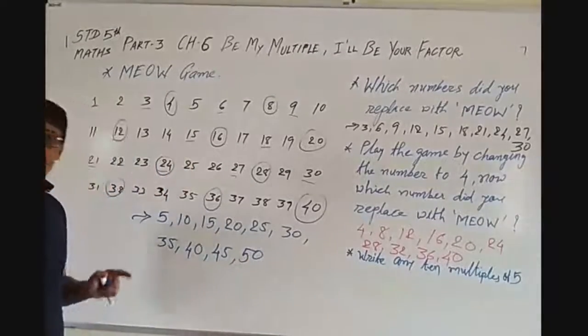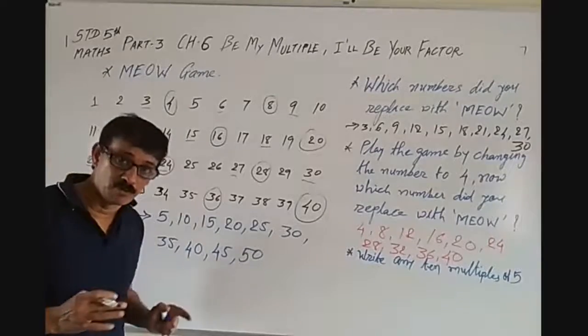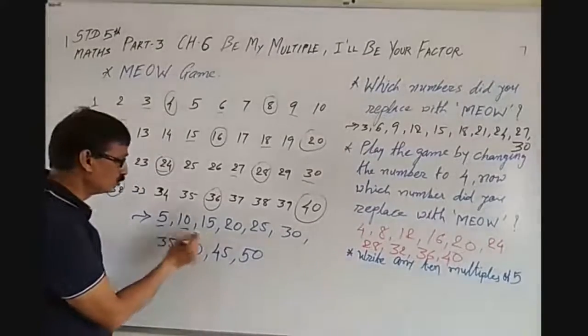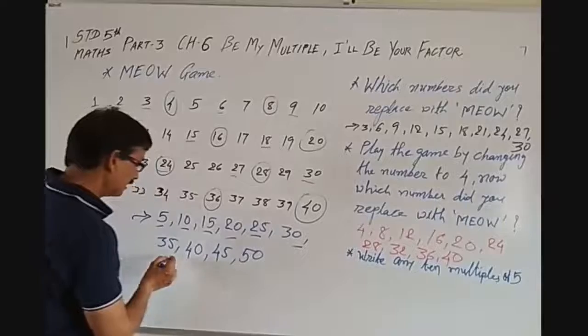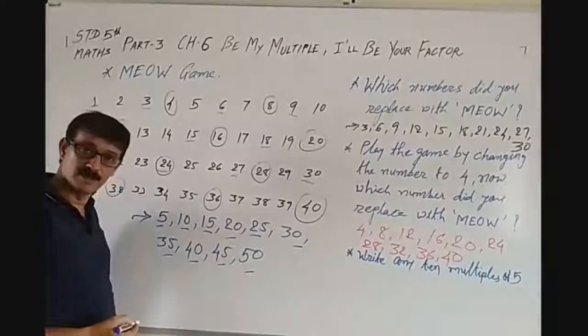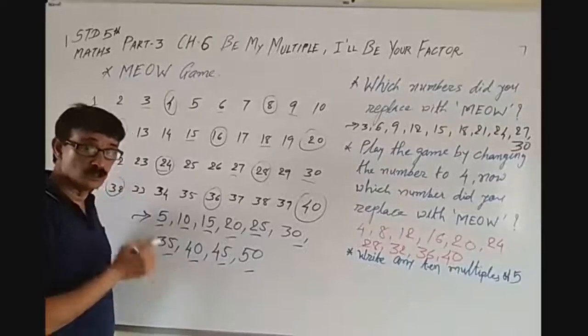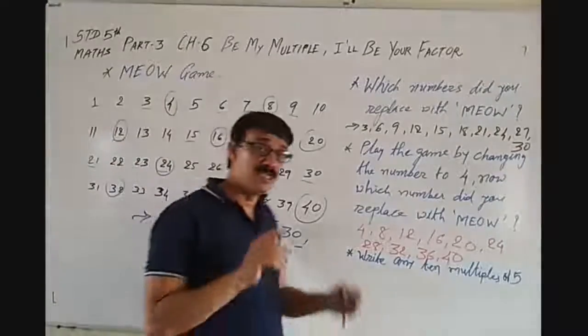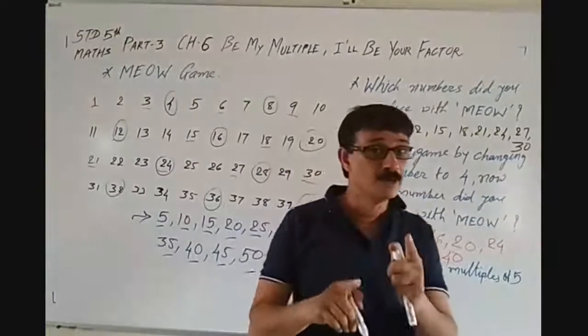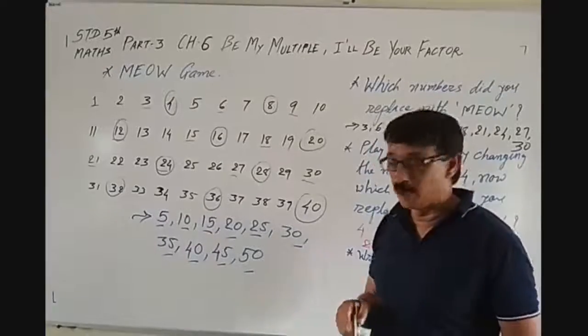So these are the multiples of 5. How many are these? 1, 2, 3, 4, 5, 6, 7, 8, 9, 10. And this is a table of 5. So you must have come to know the importance of tables. Did you recite the table or not?